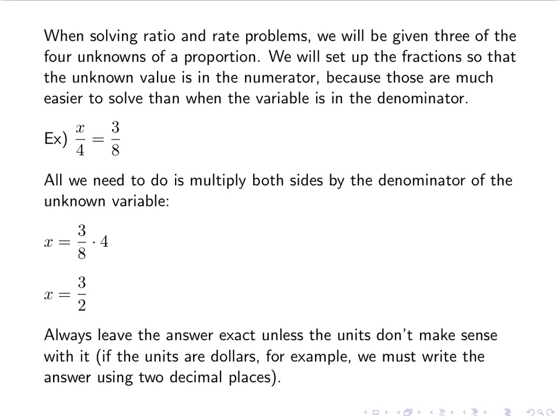You always want to leave the answer exact unless the units don't make sense with it. So if you have a word problem, you know where the numbers are coming from, your answer should always make sense with that in mind. For instance, if the units are dollars, we need to write the answer using 2 decimal places. If the answer is, say, people, then our answer needs to be an integer because you can't have half of a person. Okay, so you always want to keep that in mind. Does my answer make sense? And that includes rounding issues.